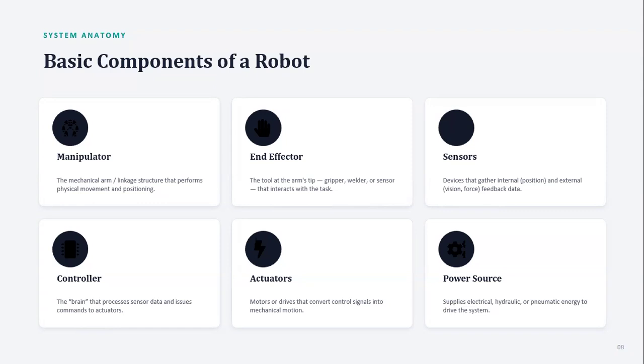Sensors collect information from both the robot and its surroundings. The controller acts as the brain of the robot by processing information and generating control commands. Actuators convert electrical, hydraulic, or pneumatic energy into physical motion. Finally, the power source provides the energy needed for the robot to operate.